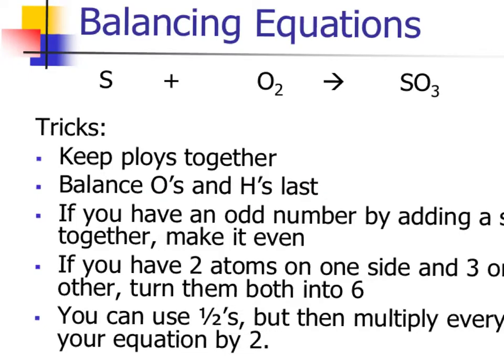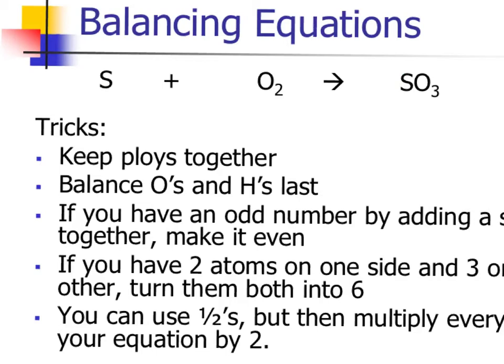Here's an example of how to balance an equation. First, pick an element and count how many you have on each side. So here I've got one sulfur and one sulfur. They're the same number, so that's fine. I don't need to change anything.